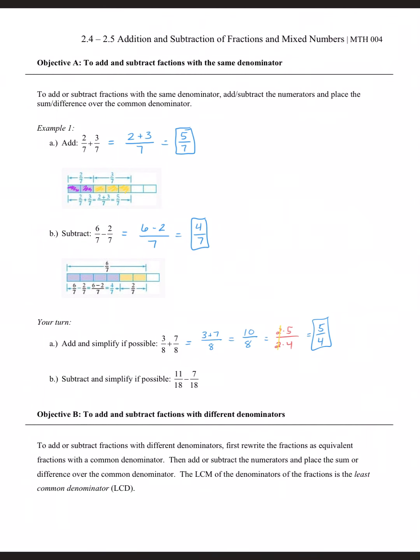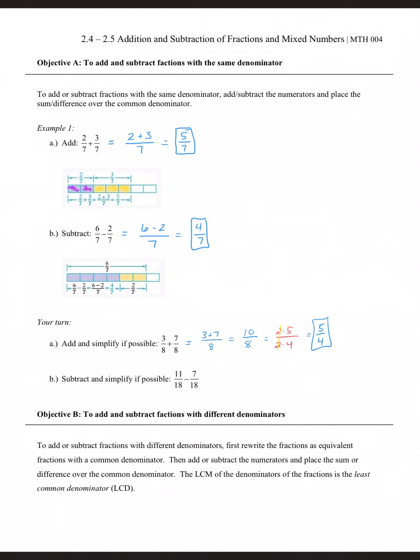Before we look at example B, let's make sure you at least have example A correct. It's an addition, so we take the numerators and add them together, 3 plus 7, and then we bring over the 8. 3 plus 7 is 10 over 8. Now we know that 10 and 8 have a common factor of 2, so I rewrote 10 as a factorization of 2 times 5, and I rewrote 8 as 2 times 4. The 2's cancel, we're left with 5 over 4. If you got that correct and you feel confident about it, go on to example B.